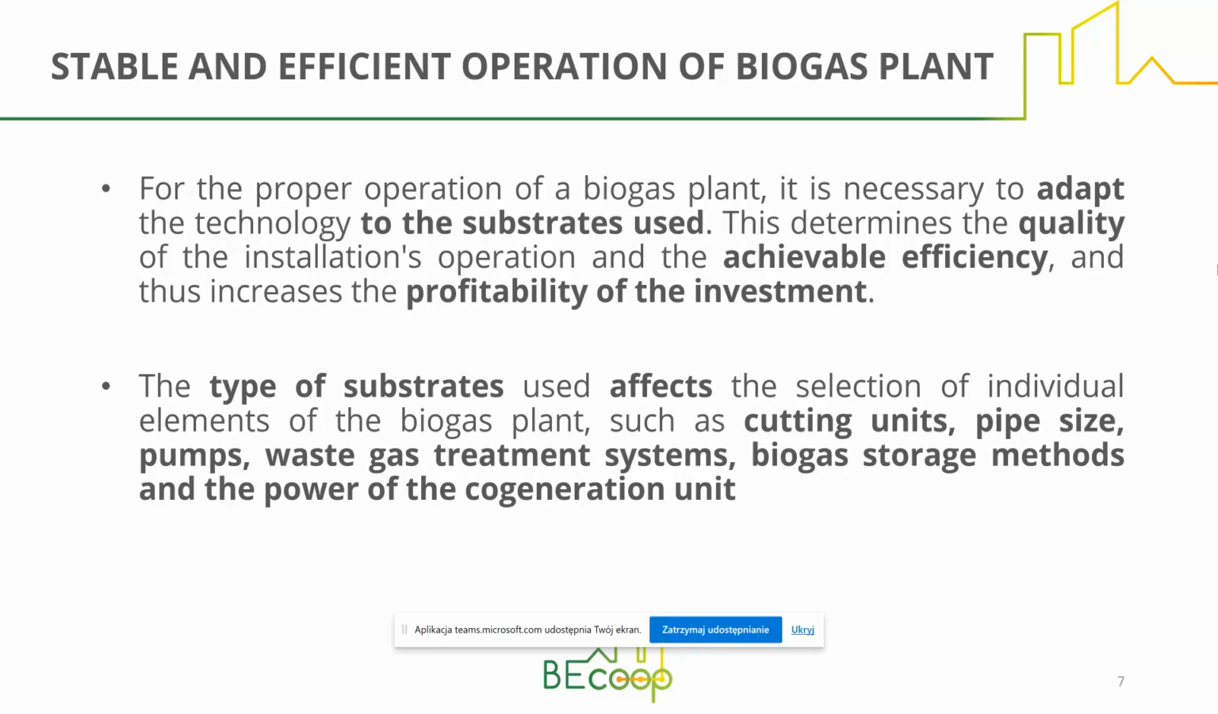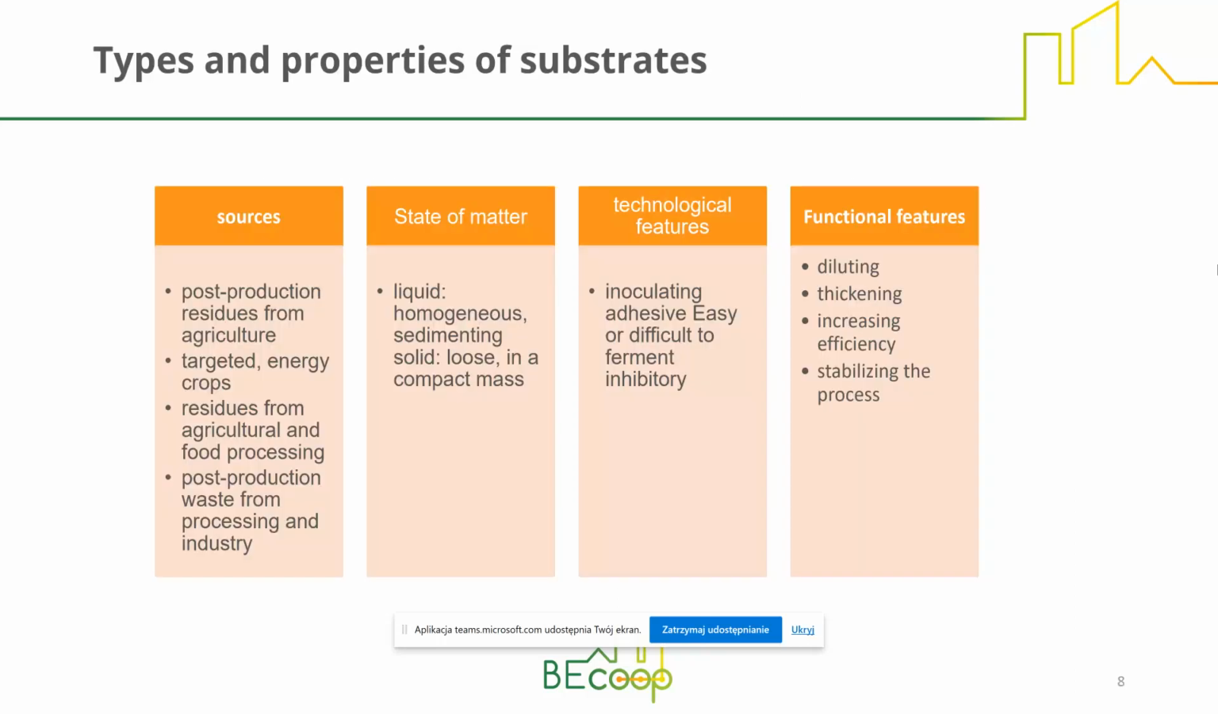This determines the quality of the installation's operation and the achievable efficiency, which is necessary to increase the profitability of the investment. As I mentioned before, there are several types of substrates, which usually affect the selection of individual elements of the biogas plant, such as static units, pipe size, pumps, waste gas treatment system, biogas storage methods, and the power of the cogeneration unit. We can also mention several types of properties for the substrates, depending on the sources. We have post-production residues from agriculture, which I mentioned at the beginning, and targeted energy crops, specifically crops which grow rapidly on 1 hectare with a big mass increase in a short time, like miscanthus, for example, as well as residues from agriculture and food processing, and post-production wastes from the processing industry.